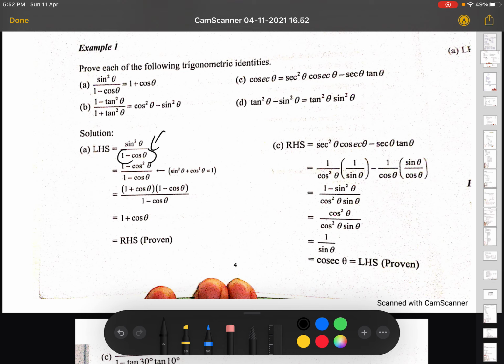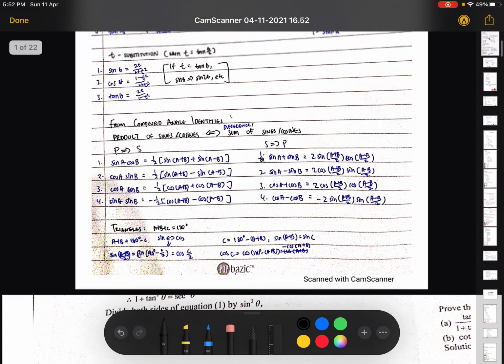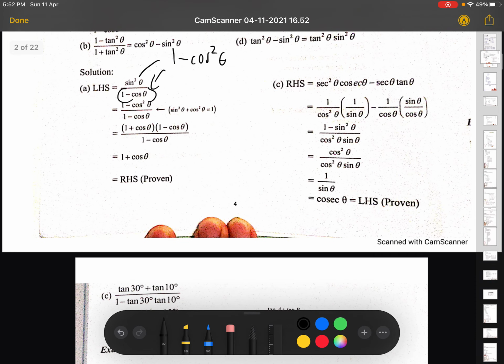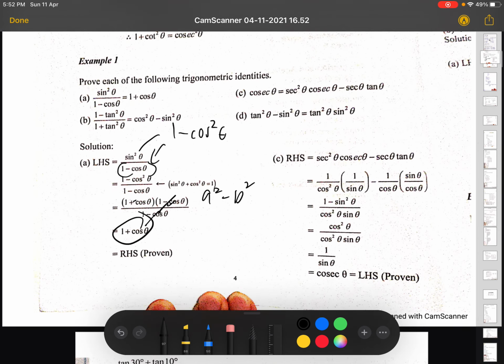The best way to connect them is by letting sine square theta equal 1 minus cos square theta, as you can see in the identity here. So you can move around the cos square theta. So sine square theta equals 1 minus cos square theta. And then after that, it is a square minus b square, so it will be a plus b, a minus b. Cut that out, and then you get 1 plus cos theta, which is equal to the right hand side.